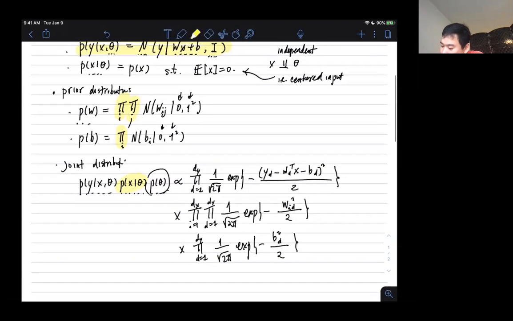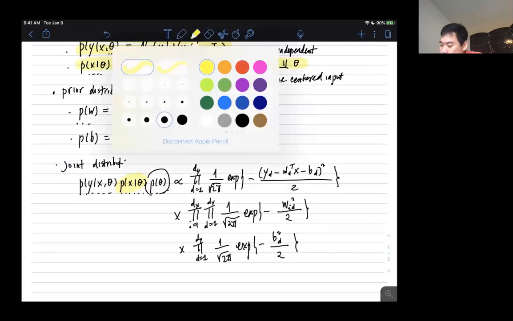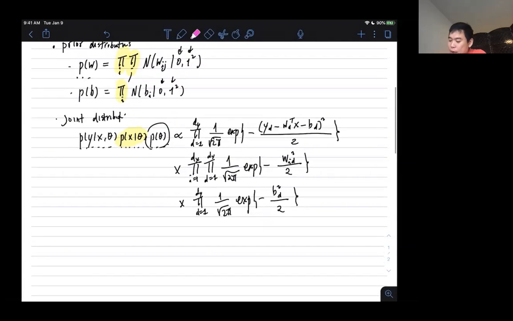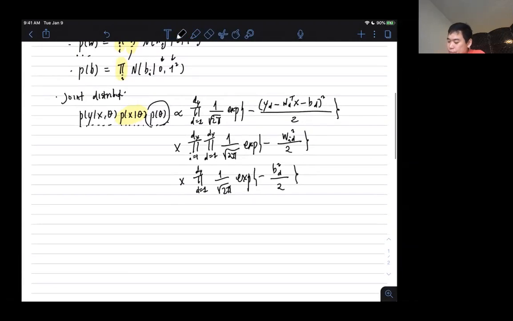But what we did was say that p of x given theta does not depend on theta, so everything is independent. What it means is that we actually don't care too much about it. All we need to remember is that the mean of x is 0. We're going to use it a bit later on. So why is it fine for us not to write anything here? We're not going to write anything about this.